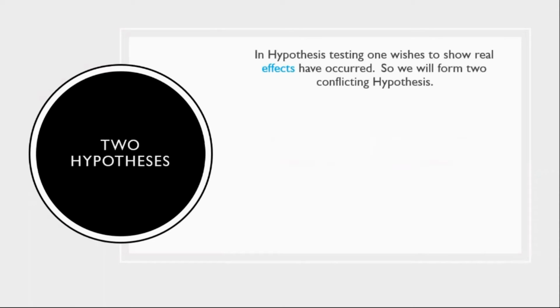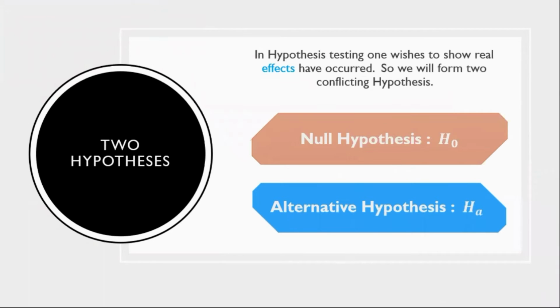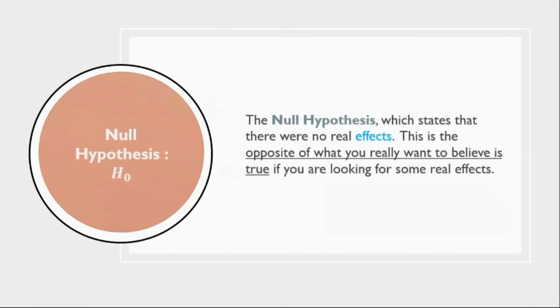In hypothesis testing, the goal is to show that an effect has occurred. So typically we form two conflicting hypotheses. The null hypothesis is H sub 0, sometimes called H null. The alternative hypothesis I'm going to represent with an H sub A. The null hypothesis is typically a statement of no effect, right? The shoes didn't make me run faster. The medicine didn't make me better. The music in the background didn't improve my reading score. Often, this is the opposite of what you want to show is true, assuming we're making an effort to prove that something is effective.